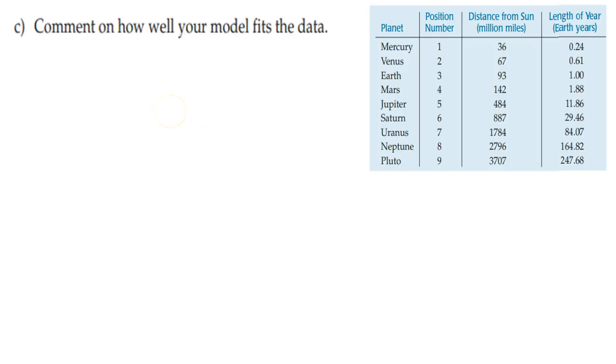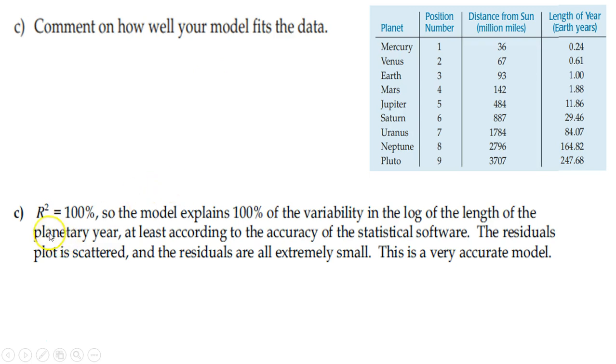So in order to figure out anything now, it says comment on how well your model fits now. To me, it's practically 100%, if not 100%, right? So the model explains 100% of the variability in the log of the lengths of the planetary year, at least according to the accuracy of that software that they used. And you would see that too if you were to do it on your graphing calculator: log each variable, then go to line reg and calculate it, and then look at a plot of the residuals as well. The residual plot is pretty scattered and the residuals are pretty small. So it's a pretty accurate model.